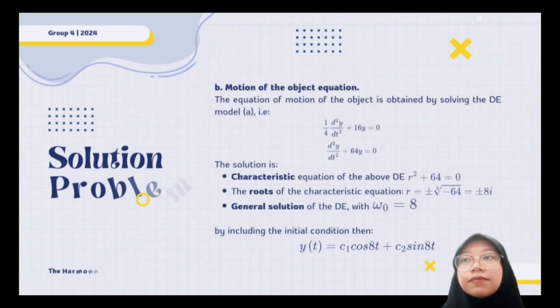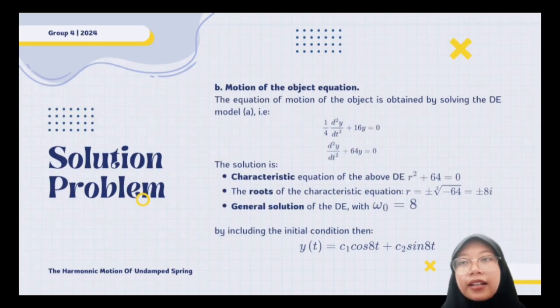Next, the equation of the motion of the object is obtained by solving the differential equation model: 1/4 d²y/dt² + 16y = 0. Then we multiply it by 4, and we get this. The characteristic equation of the differential equation is r, or we can say lambda squared plus 64 equals 0.